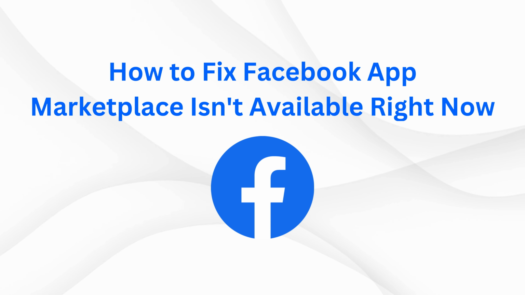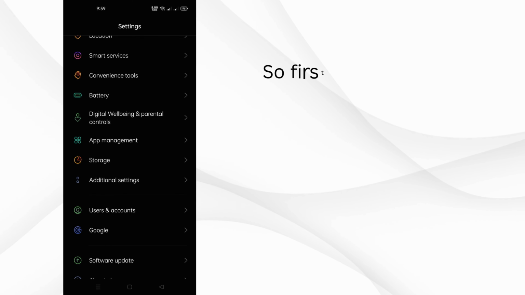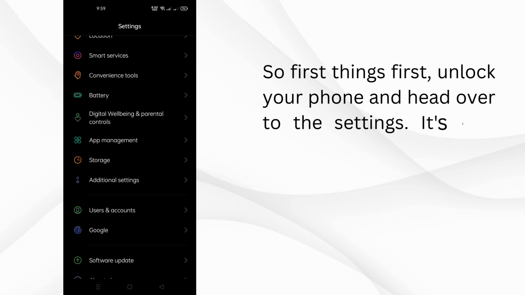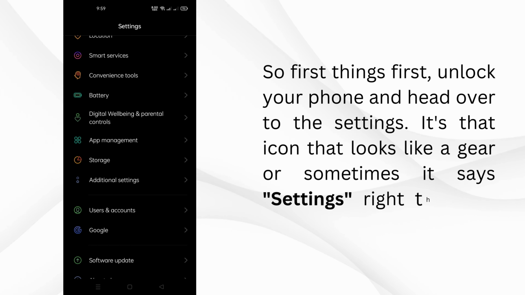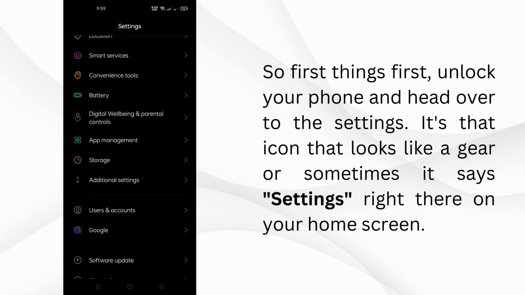How to fix Facebook app marketplace isn't available right now. So first things first, unlock your phone and head over to the settings. It's that icon that looks like a gear, or sometimes it says settings right there on your home screen.